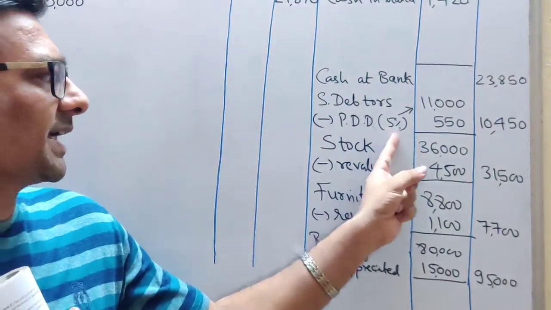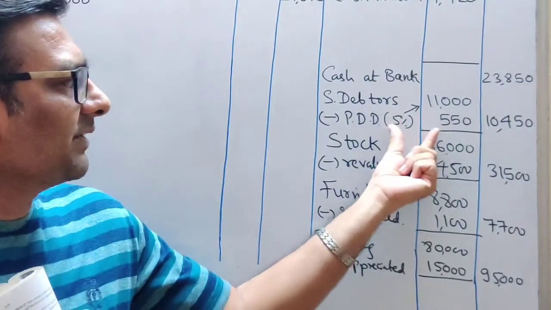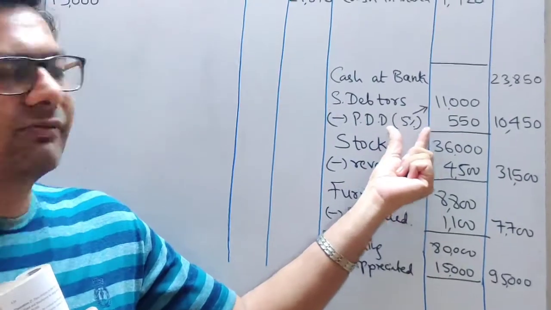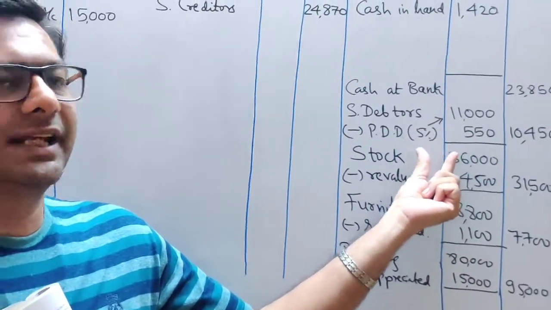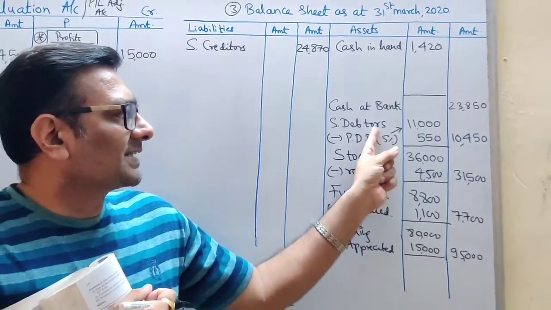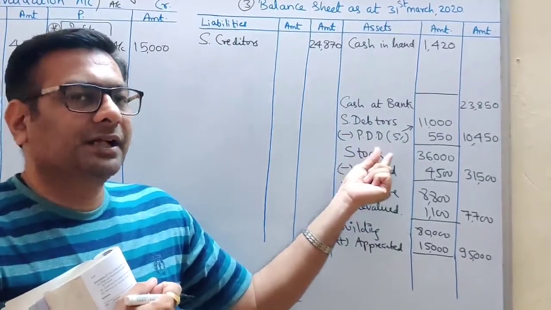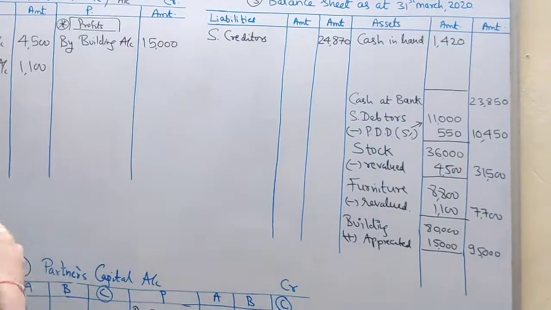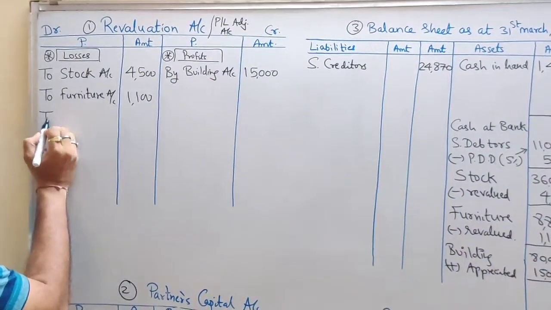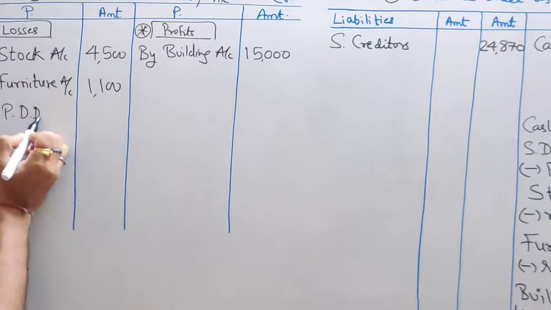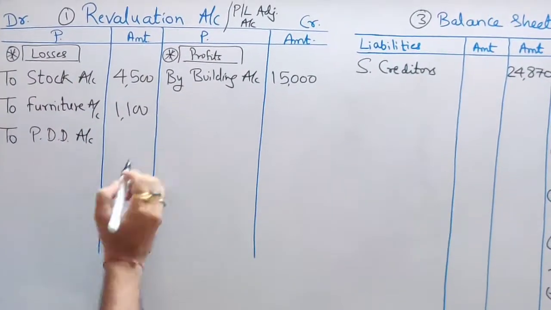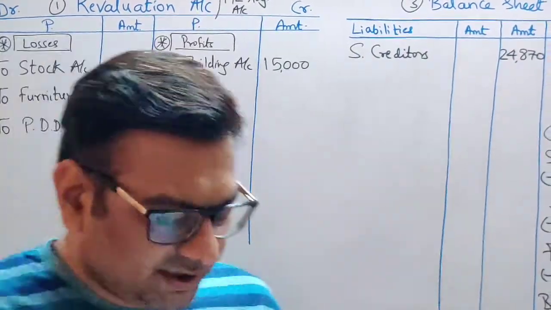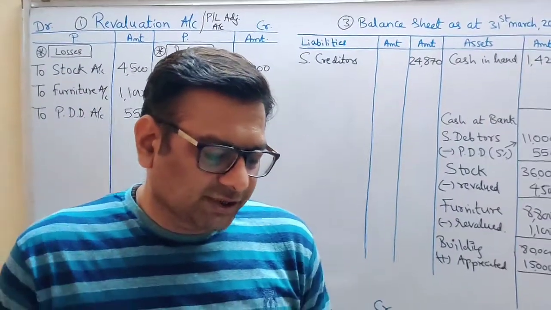Clear? This is effect 1. Don't forget to give the second effect. Where to give the second effect, students? For giving the second effect, you have to see whether the value of the asset is increasing or decreasing. Here, your value of the asset is decreasing. You have subtracted it, so if you subtract, your value is decreasing. It's a loss. Where to record the loss, students? On the debit side to the PDD account. How much loss? 550 rupees. Done with this third adjustment. Now the fourth adjustment.